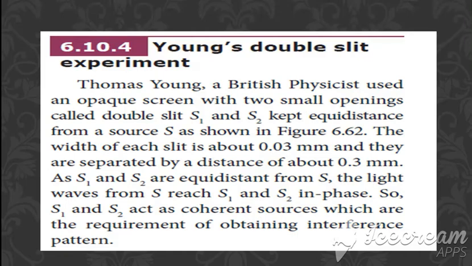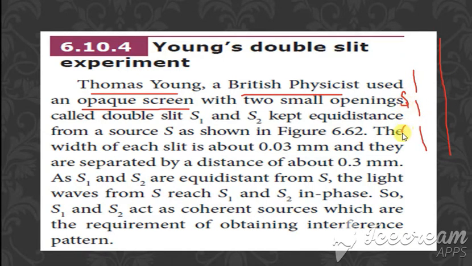Next, we have Young's double slit experiment. Using this double slit, Thomas Young, a British physicist, used an opaque screen with two small openings, S1 and S2, which are the slits. Two slits, S1 and S2, from a common source.